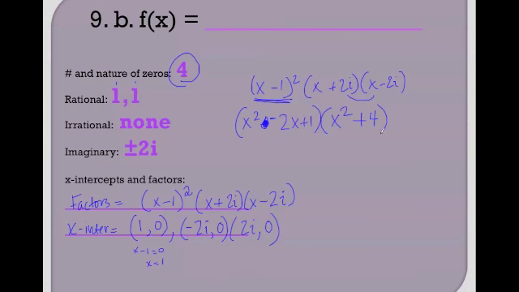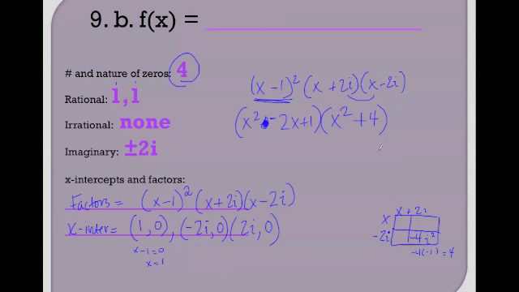plus 4. To check me on that, you can do x plus 2i. Just do it in a little box if you want to, and x minus 2i. The tricky part is you're going to end up in this one with negative 4i squared. Remember that i squared is negative 1, and then you've got times the negative 4, and that's where that plus 4 comes in.